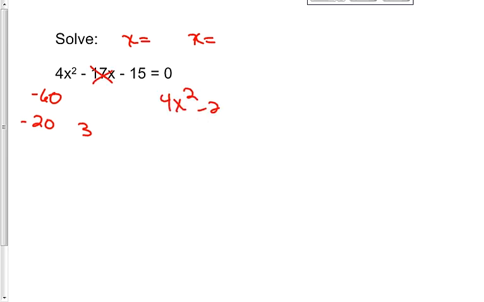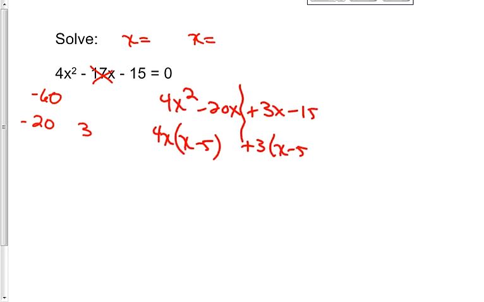4x squared minus 20x plus 3x minus 15. Cut it in half. We could take out a 4 and an x. We're left with x minus 5. The plus sign comes first. They have a 3 in common. I'm left with x minus 5. The x minus 5s are in common, matching, so I'll write that down once. And I'm left with 4x plus 3.